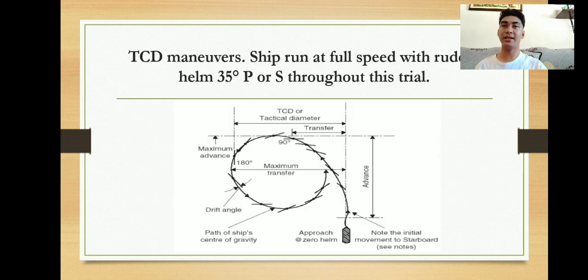So next slide, we have here the TCD maneuvers. The ship ran at full speed with rudder helm 35 degrees port or starboard throughout this trial. As we can see in this picture, we can see the TCD or the tactical diameter. We can see here the drift angle of the ship, the path of the ship's center of gravity, and so on and so forth. So that's all.